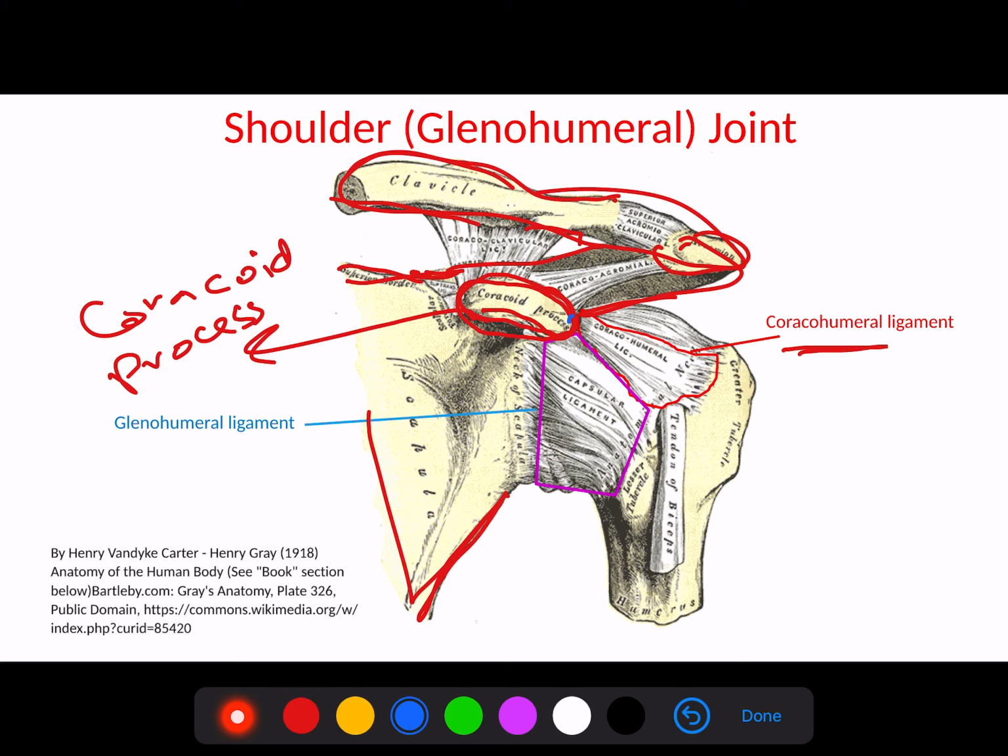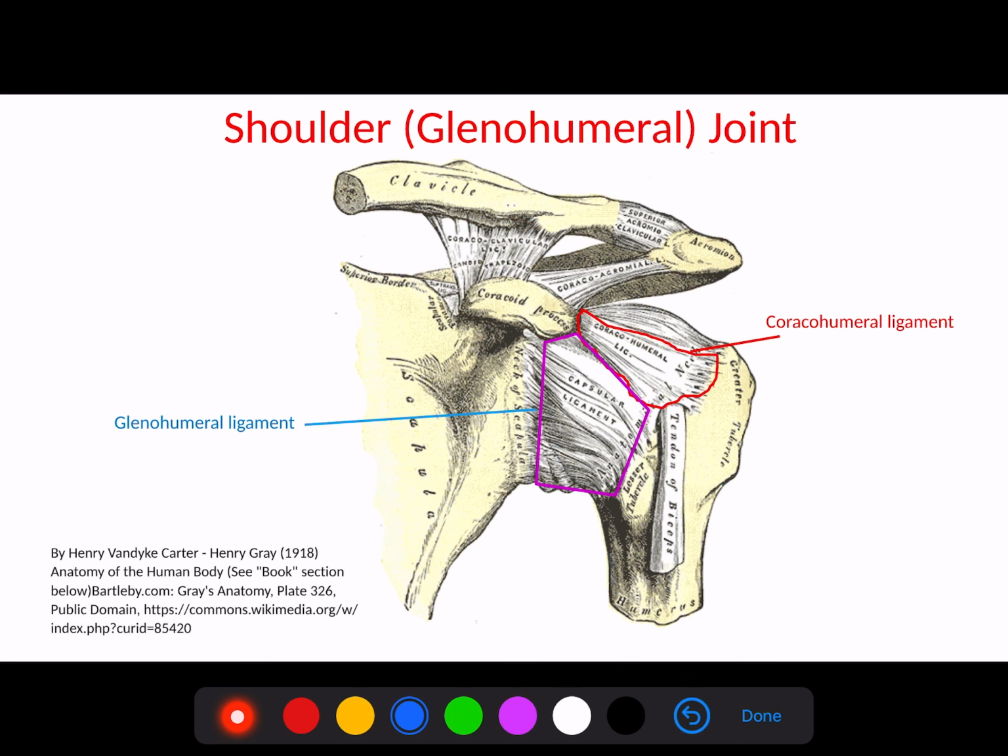Now, from this coracoid process toward the humerus, toward the head of the humerus, somewhere here, there is this ligament. So this is the coracohumeral. It's coraco because it's between the coracoid process and the humerus. This is the name. So this is one ligament.